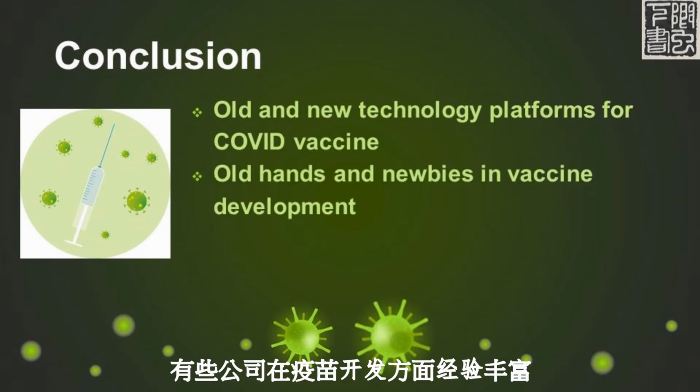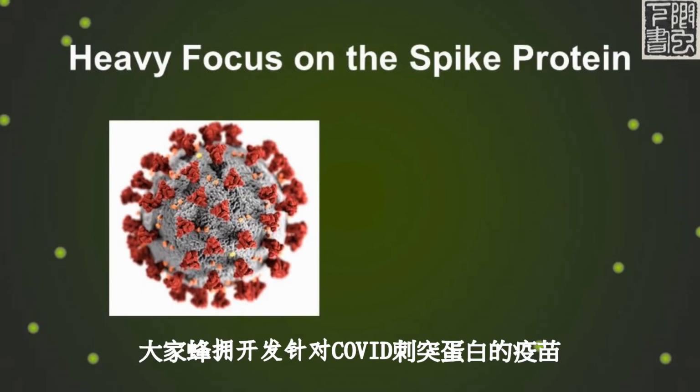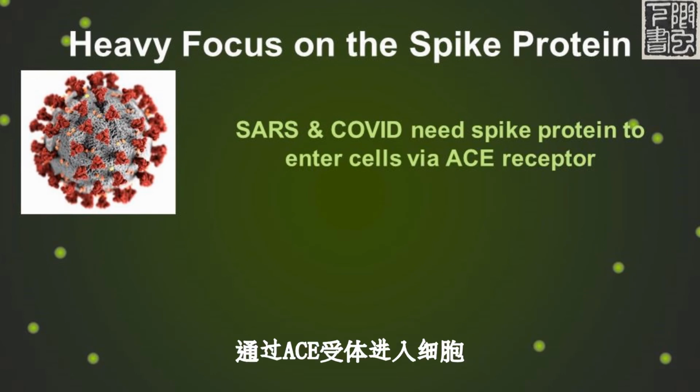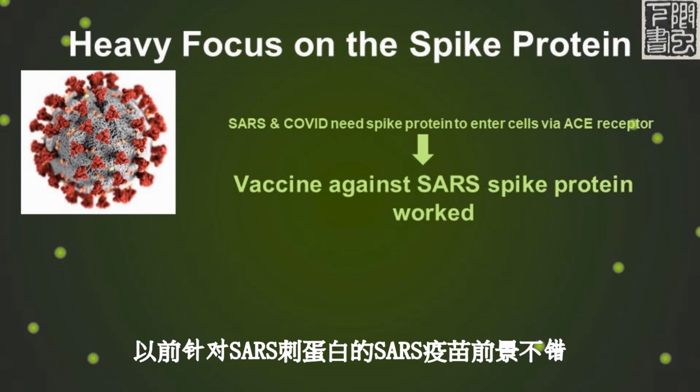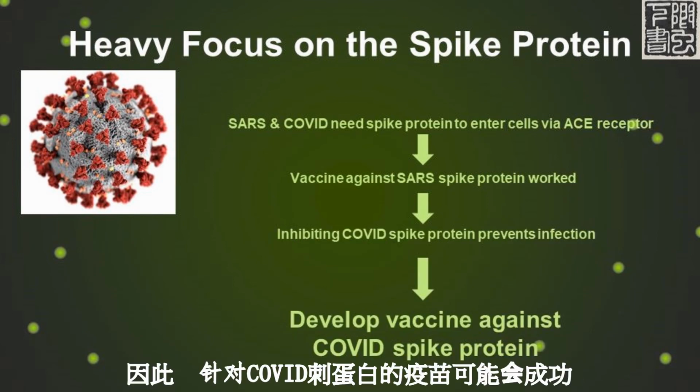While some companies have lots of experience in vaccine development, especially with SARS or MERS, many other companies just pivoted to COVID or viruses recently. A lot of vaccines are being developed against the same spike protein that is on the surface of COVID. The reasoning is that SARS and COVID both need their respective spike protein to enter cells via the ACE receptor. Previous SARS vaccine against the SARS spike protein was promising. There's data showing that inhibiting the interaction between the COVID spike protein and the ACE receptor on human cells inhibited infection. Therefore, a vaccine against the COVID spike protein is likely to succeed.